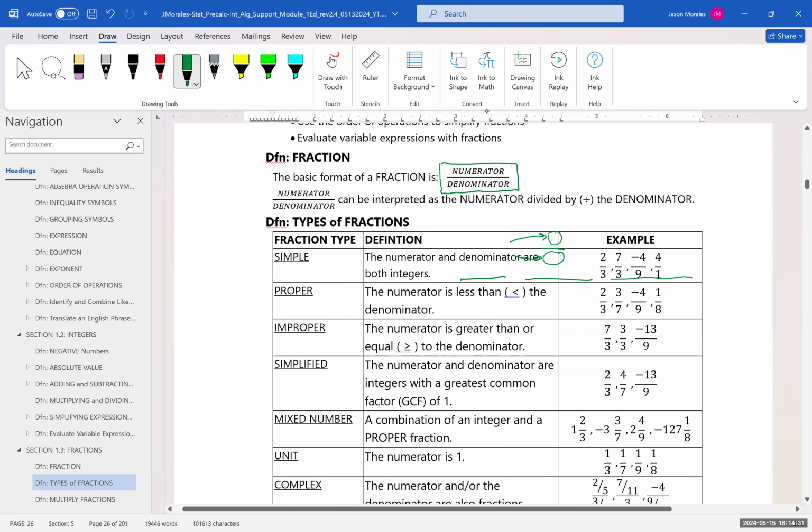That shouldn't be happening with my lettering. Let's erase that, get it out of the way. Okay.